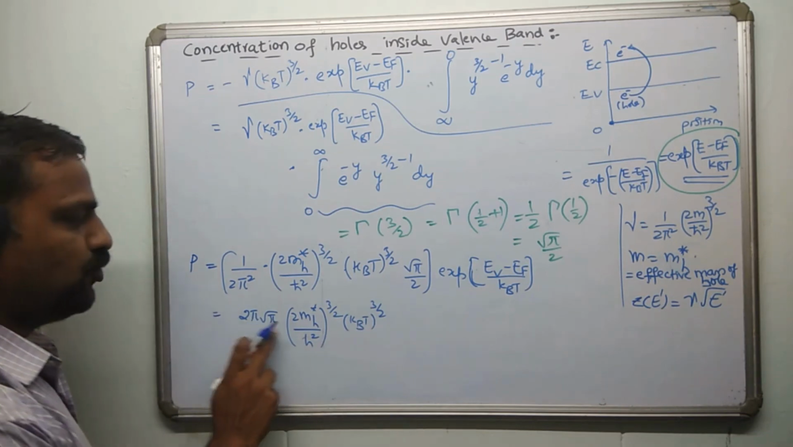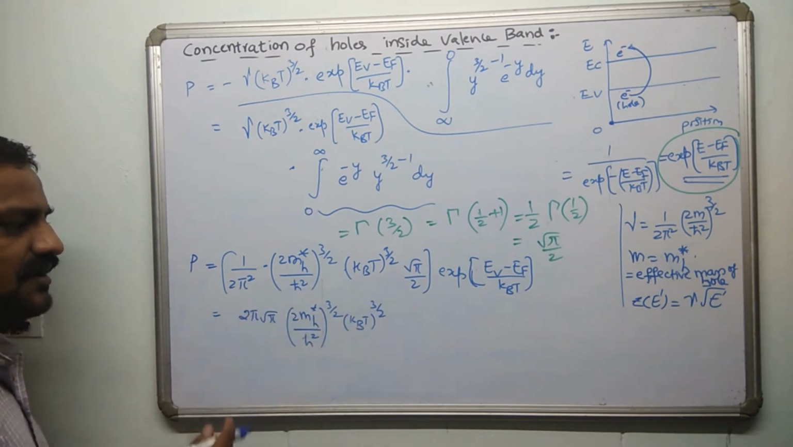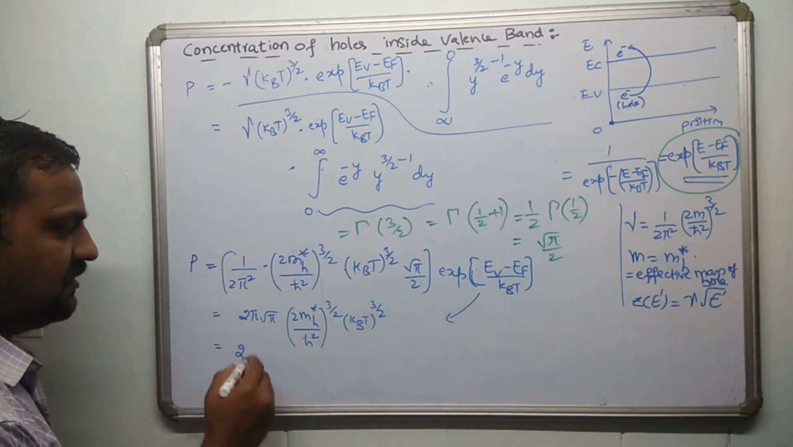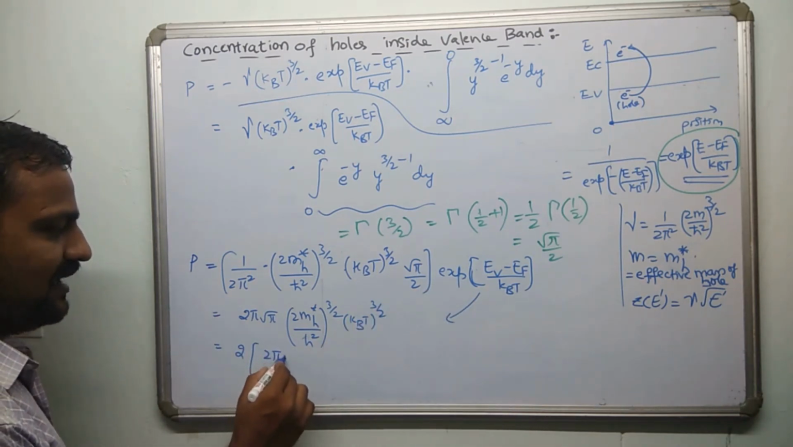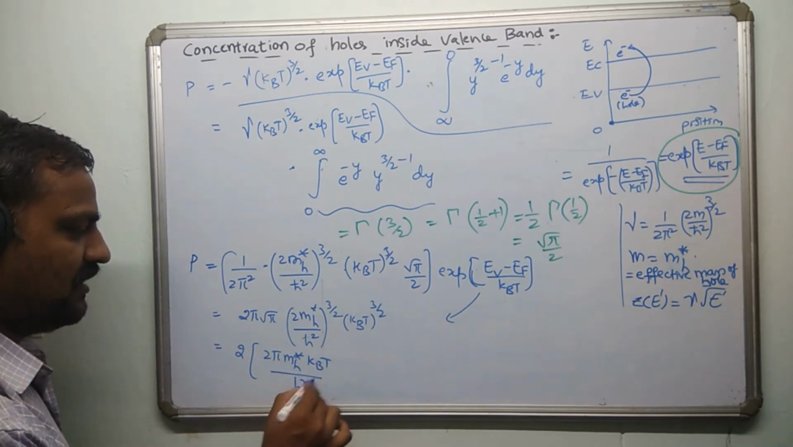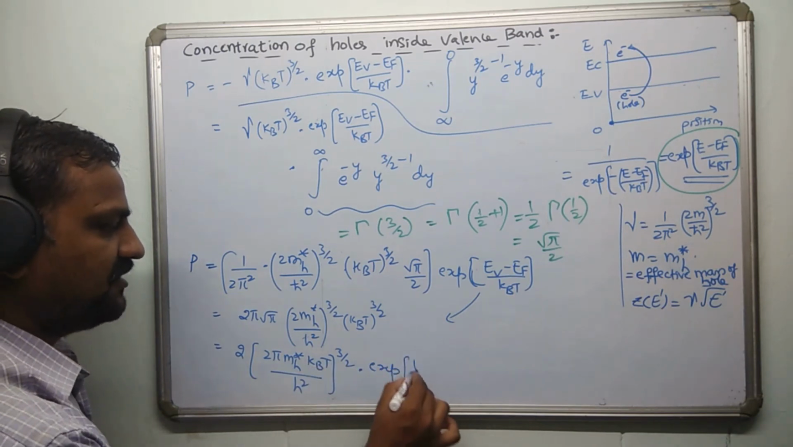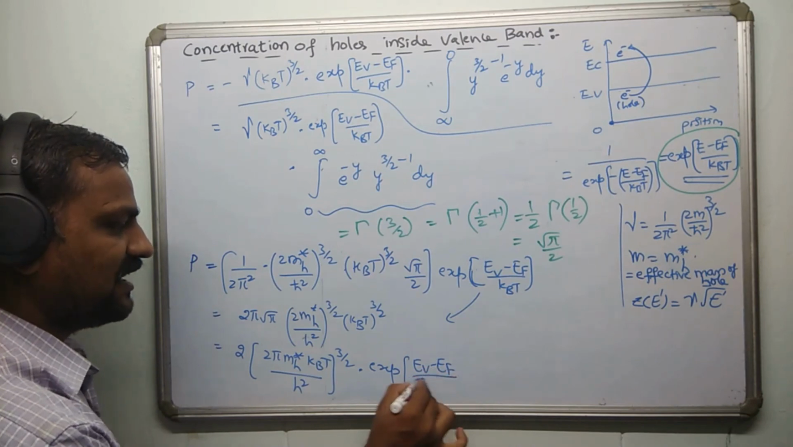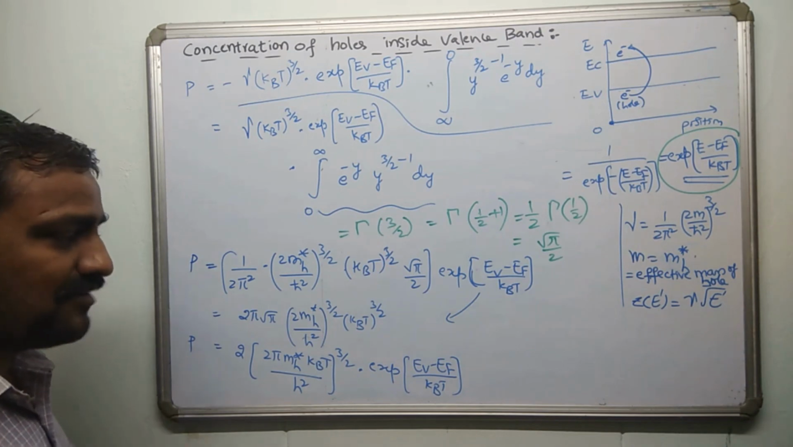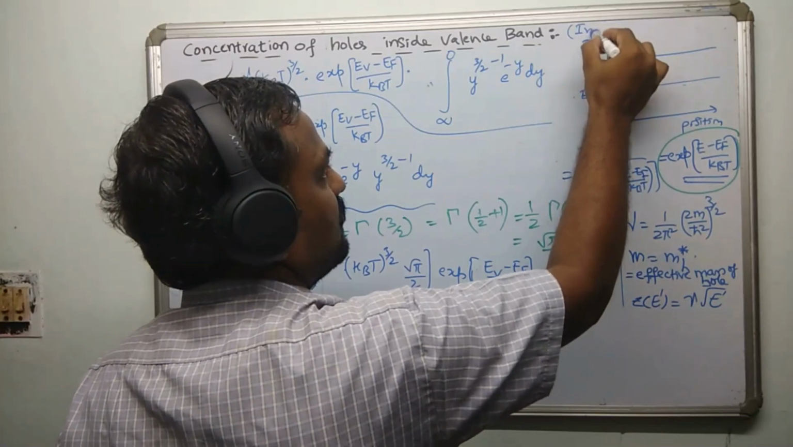That's all. So pi root pi is actually pi power 3 by 2. This is power 3 by 2. This is power 3 by 2. So all of them can be combined and can be written as 2 into, I am not writing the exponent term, this term is also there here, into (2 pi m h star kBT divided by h square) whole power 3 by 2, into exponential of (EV minus EF) by kBT. So this is the expression for the number of holes inside the valence band of an intrinsic semiconductor. Intrinsic. Please pay attention. This is intrinsic only.